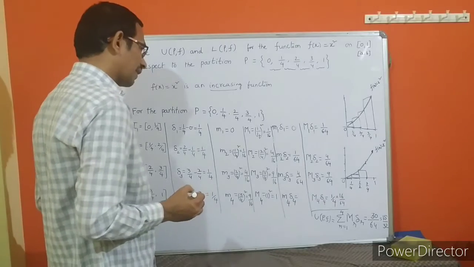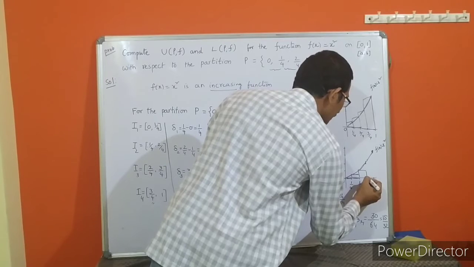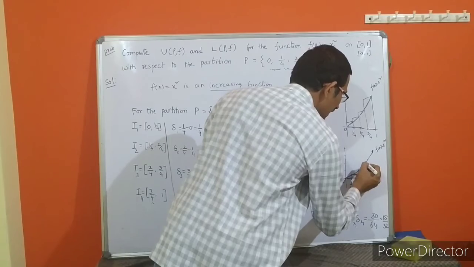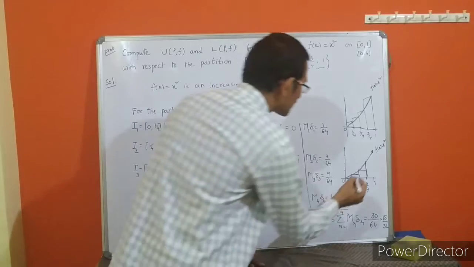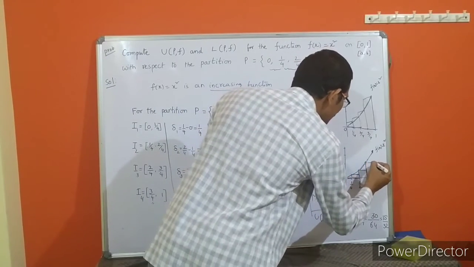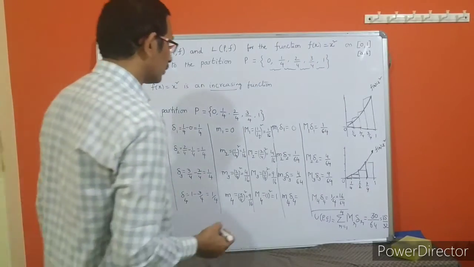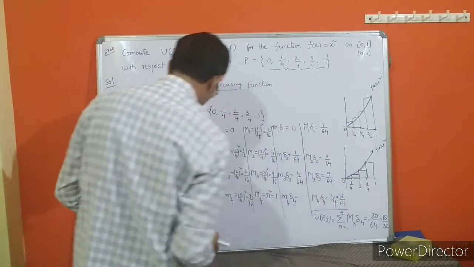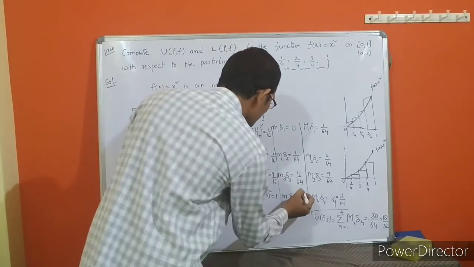Now, for the last interval 3 by 4 comma 1, the minimum of the function is this length. So what is it? The minimum is 3 by 4 whole square, that is 9 by 16. So this length is 9 by 16. Now you form a rectangle like this. Now you add all the areas. So first, what is the area of this rectangle? Delta 4 is 1 by 4 into M4 is 9 by 16. Total is 9 by 64.